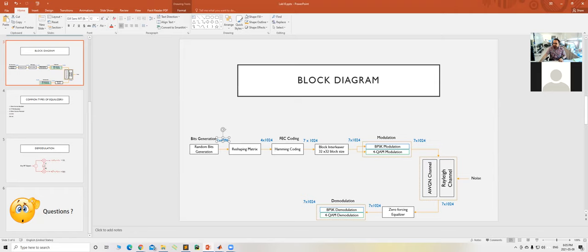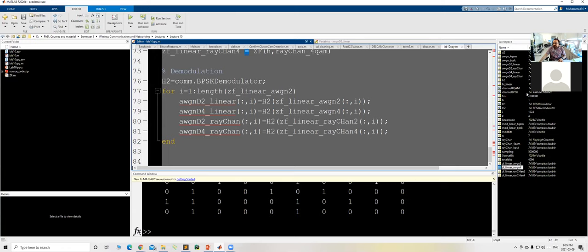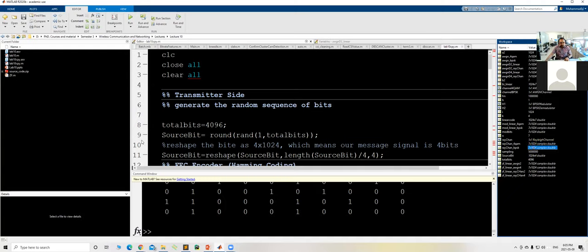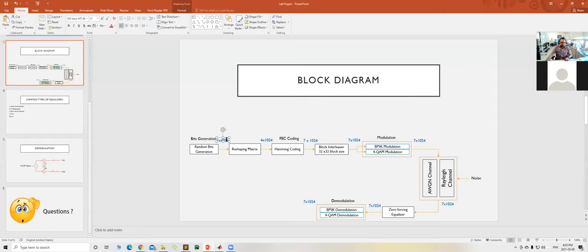What is the dimension of the random bit generation? Total bits is that one, and then the source bit. Yeah, 4 × 1024. Sorry, this is a mistake. So when we receive our output signal, it should be 4 × 1024, like that. So I think that is it.